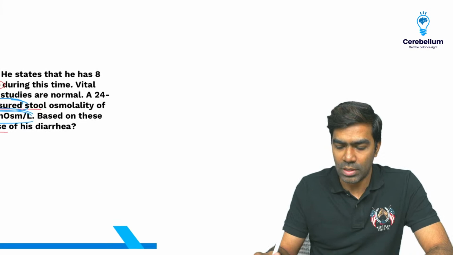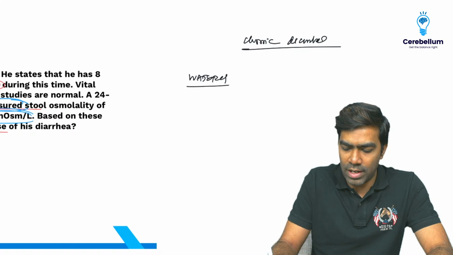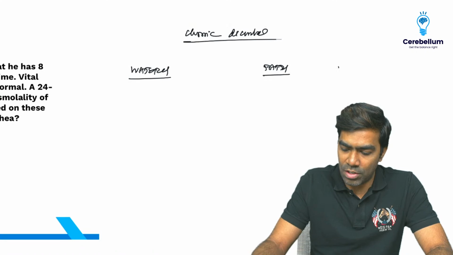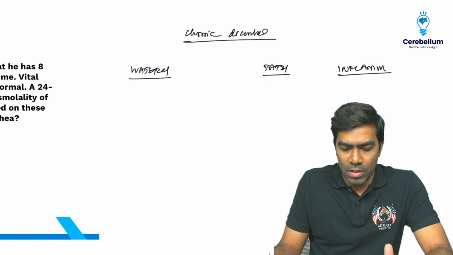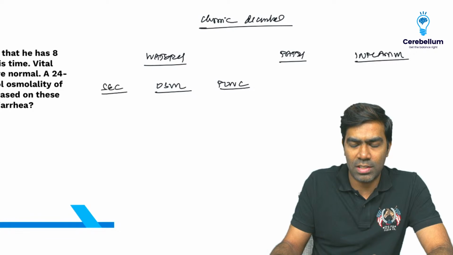So how will you evaluate a chronic diarrhea? Many times in exams, they may ask you this kind of question because it's based on malabsorption. Chronic diarrhea will be differentiated into watery diarrhea, fatty diarrhea, and inflammatory diarrhea. What are the different watery diarrheas? We have secretory diarrhea, osmotic diarrhea, and functional diarrhea. Functional diarrhea in the sense conditions like IBS, irritable bowel syndrome.